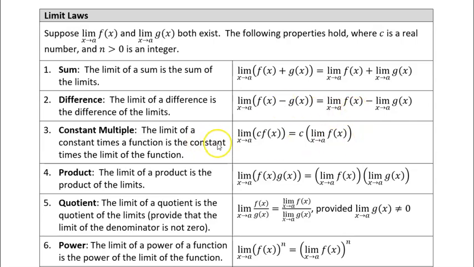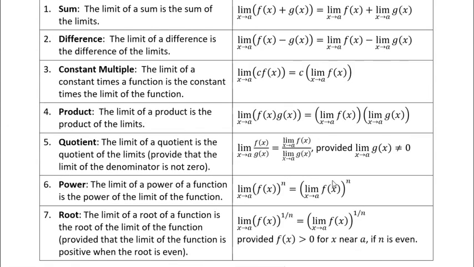Constant multiple, if we have a constant multiple of a function and we're trying to take the limit as x approaches a, we can take the constant multiple of the limit. All right, so I think these are pretty straightforward. If we have a product, right, the limit of a product is the product of the limits. If we have a quotient, right, the limit of the quotient is the quotient of the limits. Of course, the denominator can't be 0, though. That's one little caveat there.